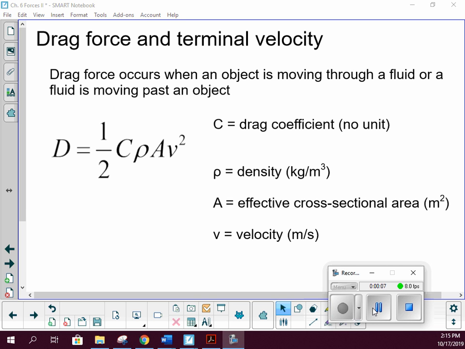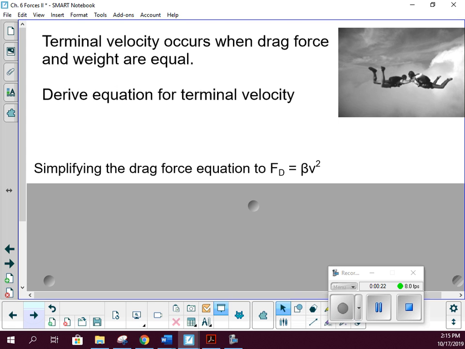Remember our drag force equation from yesterday, and we talked at the beginning of the class that this is proportional to the velocity squared. When you're taking your AP test, a lot of times you're going to see that relationship simplified. So you'll notice that your drag force is equal to some coefficient. Typically they call it beta, but it might be something other than beta, multiplied times v squared.